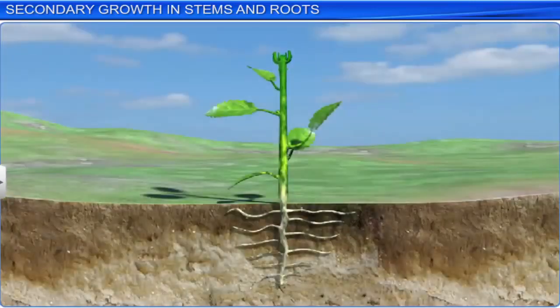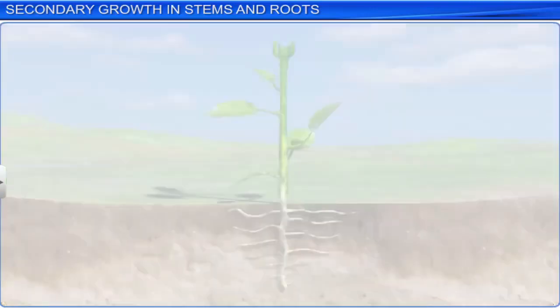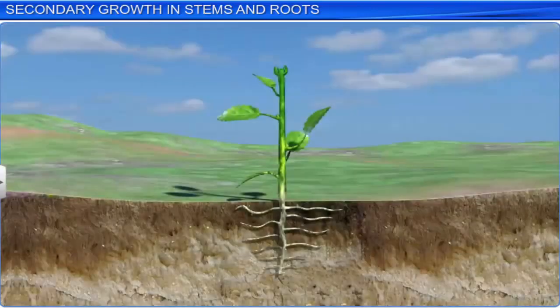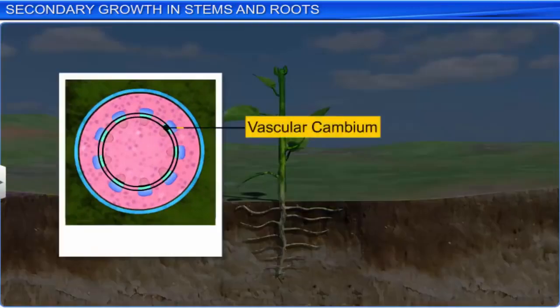Another growth process begins after the period of primary growth and leads to the formation of the woody axis or an increase in the girth of the stem and roots. This is known as secondary growth. In the stem, secondary growth takes place due to the activity of secondary meristems such as the vascular cambium and cork cambium.